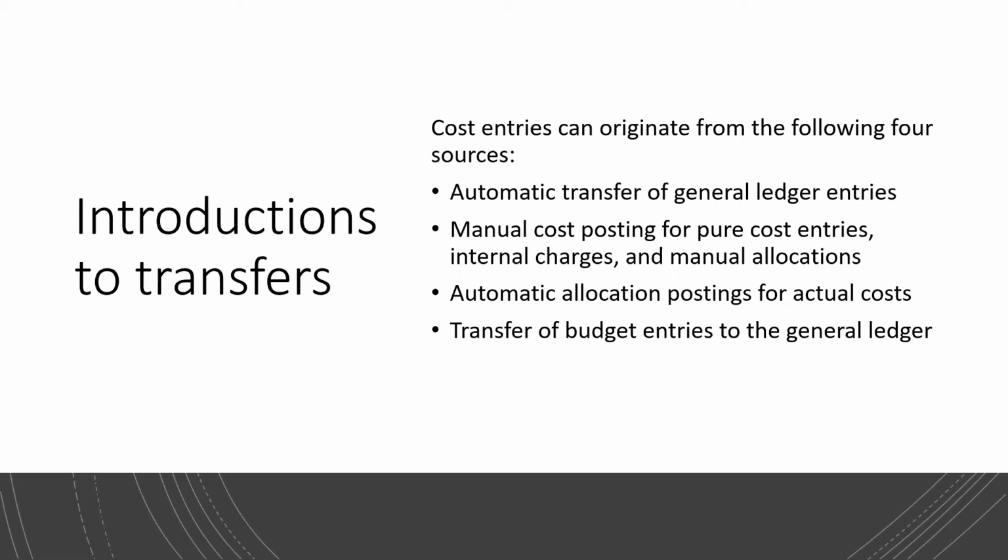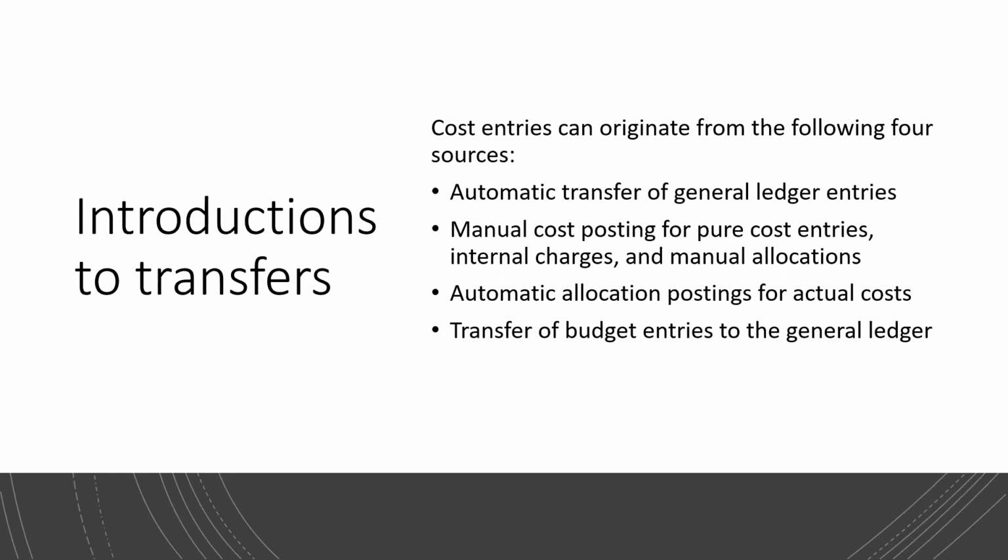Then, in Business Central, cost entries can originate from the following 4 sources. Automatic transfer from the general ledger entries into the definition that you generate in the costing module, manual cost posting for pure cost entries, internal charges, manual allocations, and so on. Automatic allocation posting for actual costs, and transfer of budget entries to the general ledger.